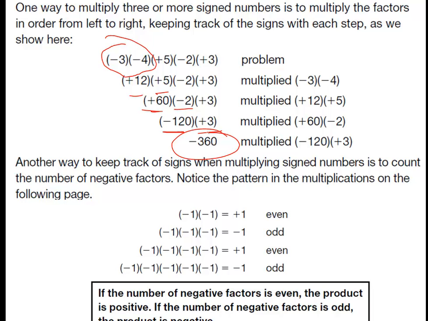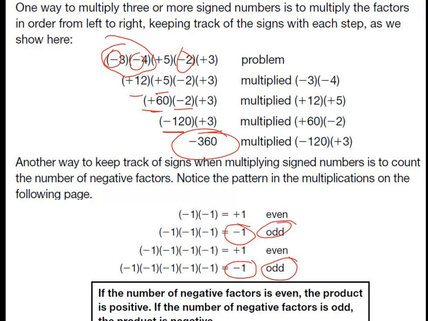Another way of doing it involves this: if we just count up the negatives, so up here we've got 1, 2, 3 negatives. Well, you'll notice that 3 negatives is odd. Right? And you'll notice that each time that it's odd, we end up with a negative answer. So we could have just gone 3 times 4 times 5 times 2 times 3, got 360, and then put a negative sign in front of it because we have an odd amount of negative signs.